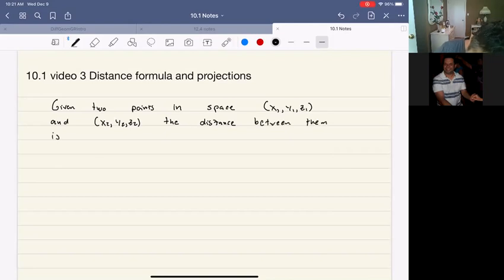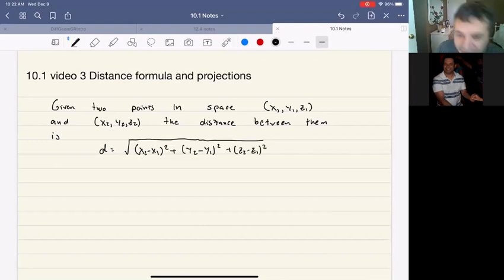is the square root of x2 minus x1 squared plus y2 minus y1 squared plus z2 minus z1 squared. See, you guys thought that I was being a little bit exaggerated writing that square root out so long, but see, I needed all of it.